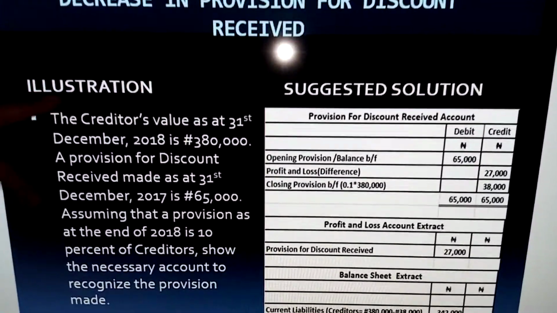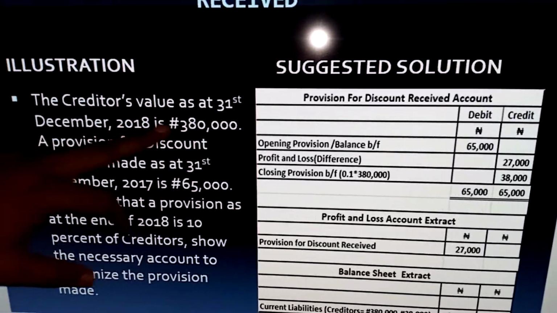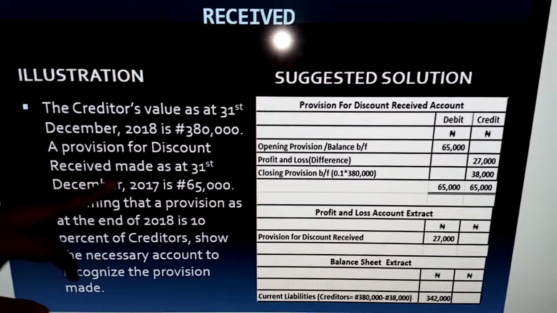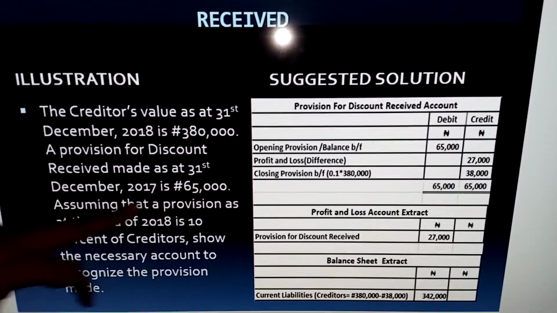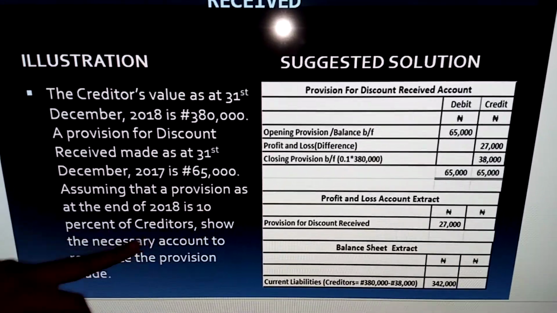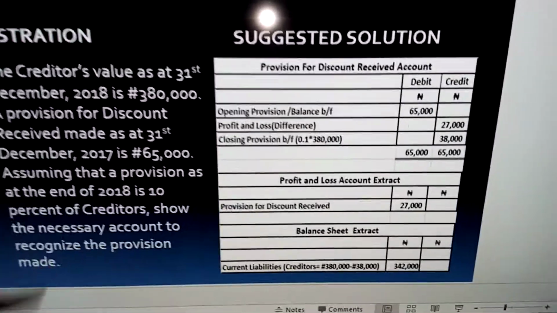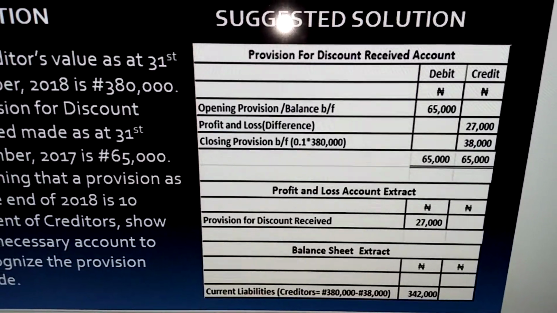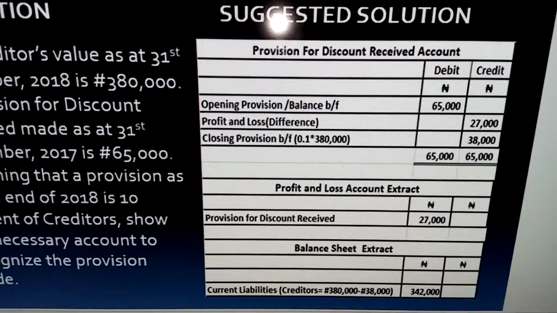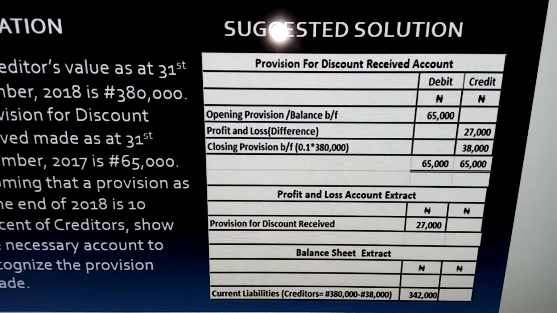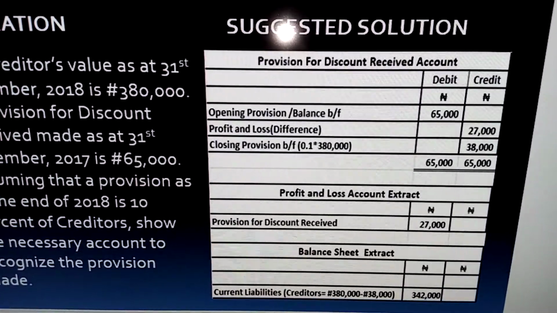Here's a question. The creditor's value as at 31st December 2018 is 380,000. A provision for discount received made as at 31st December 2017 is 65,000. Assuming that the provision as at the end of 2018 is 10% of creditors, show the necessary account to recognize the provision. We have established that creditor's value is 380,000. Beginning provision is 65,000. At the end, there's 10% of creditors, which is 38,000. So there's a decrease from 65,000 to 38,000.